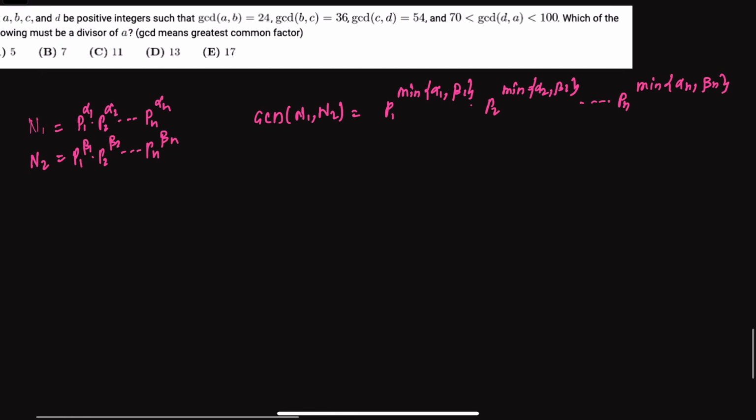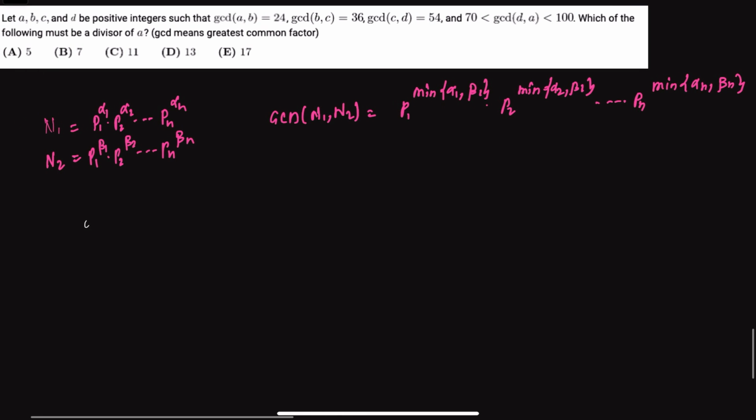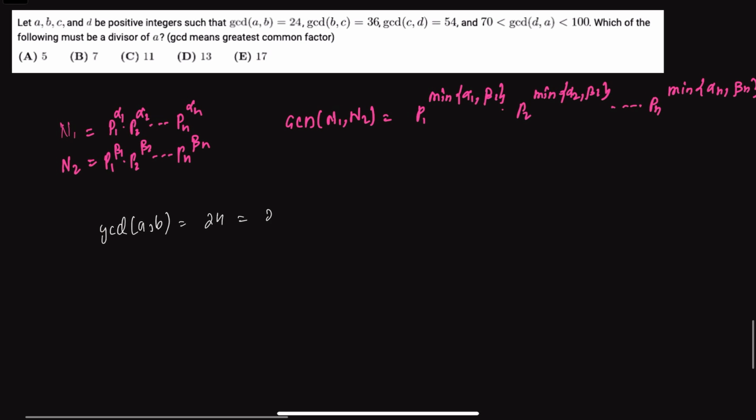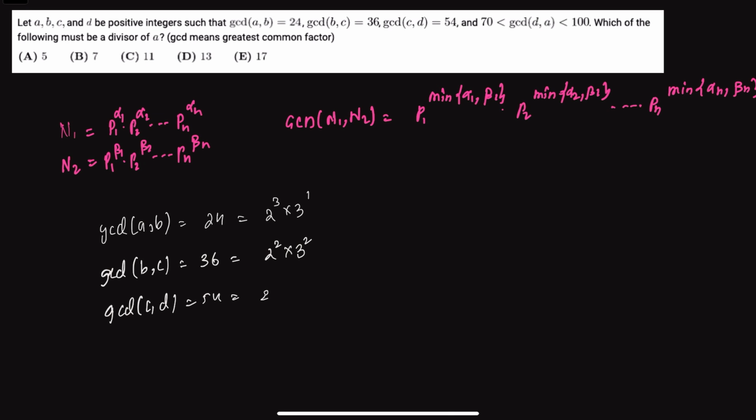So if we consider the GCD of A and B, it is 24, which is 2 cube into 3 to the power 1. GCD of B and C is given as 36, so 2 square into 3 square. And GCD of C and D is 54, so the prime factorization would be 2 to the power 1 into 3 cube. So clearly A and B are having 2s and 3s in their prime factorization.